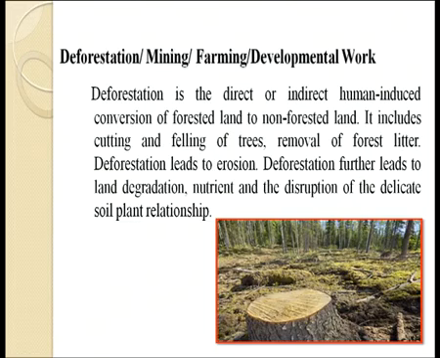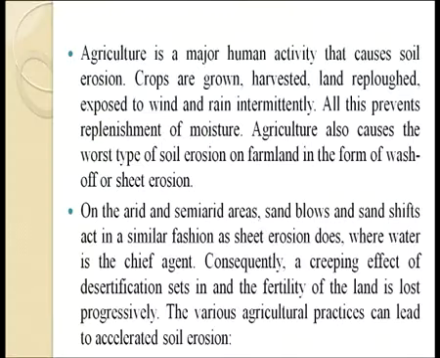Deforestation leads to erosion. Deforestation further leads to land degradation, nutrient loss, and the disruption of the delicate soil-plant relationship. Agriculture is a major human activity that causes soil erosion. Crops are grown, harvested, and the land replowed, exposed to wind and rain intermittently. All this prevents replenishment of moisture.